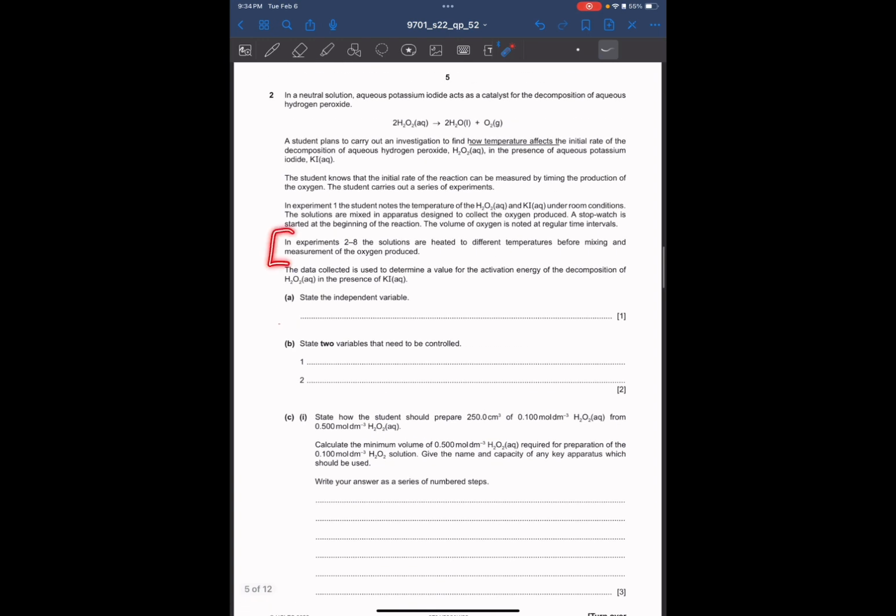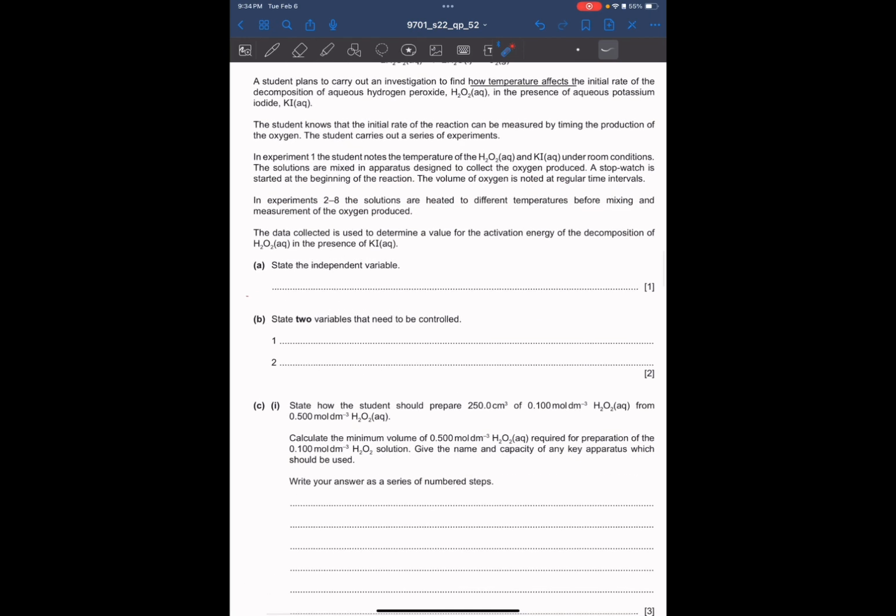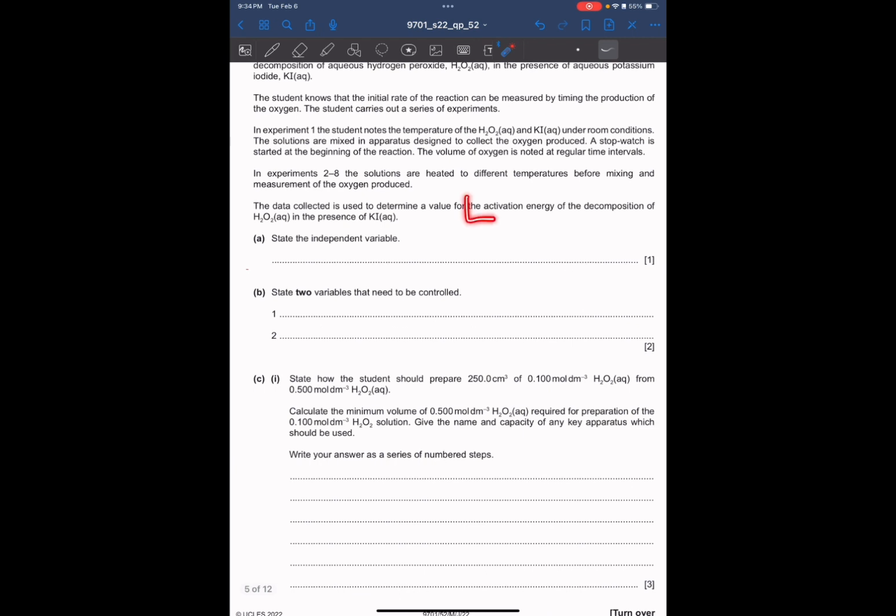In experiments 2 to 8, the solutions are heated to different temperatures before mixing and measuring the oxygen produced. The data collected is used to determine the value for the activation energy. So that means that's what we're looking for in this experiment. And I think we can just start working on this question without further ado.